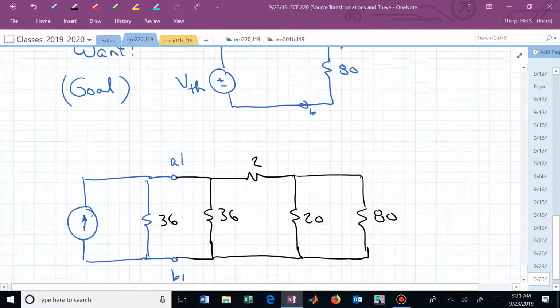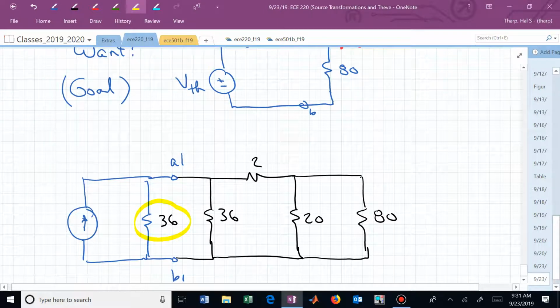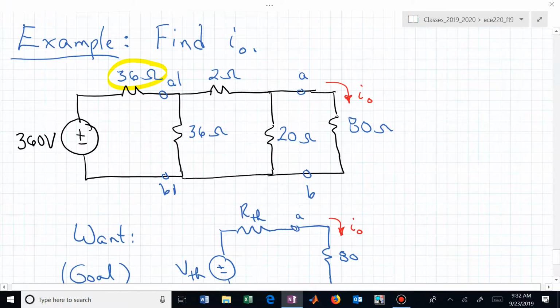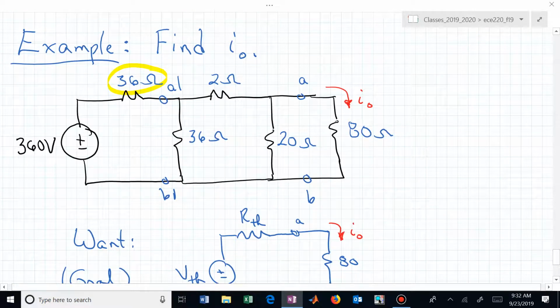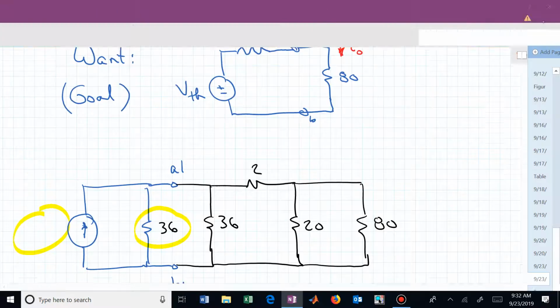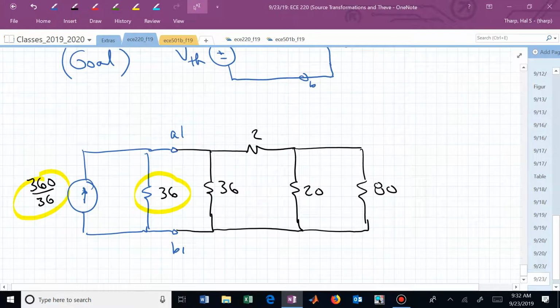Now, the only thing that I need to, because I said that this resistor stays the same when going from a Thevenin source to a Norton source. What's the value of my current source in my Norton equivalent? V over R. What was V? 360 divided by what R? 36. 360 divided by 36 is, isn't that 10? So now this source is 10 amps.